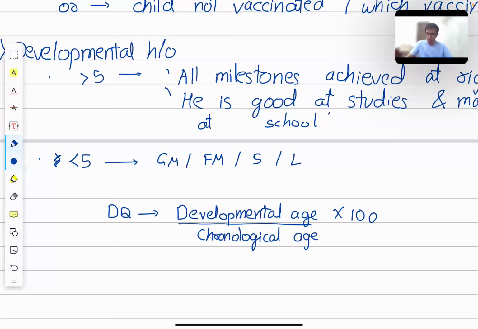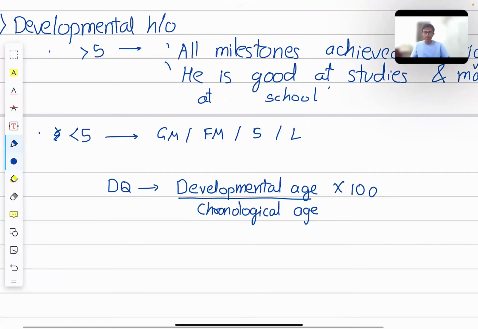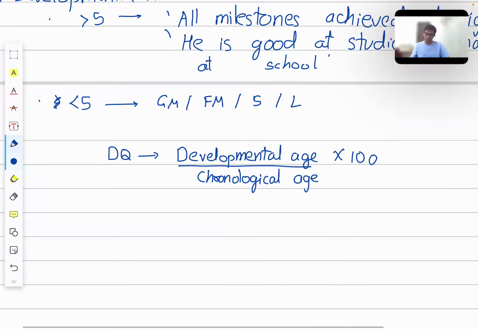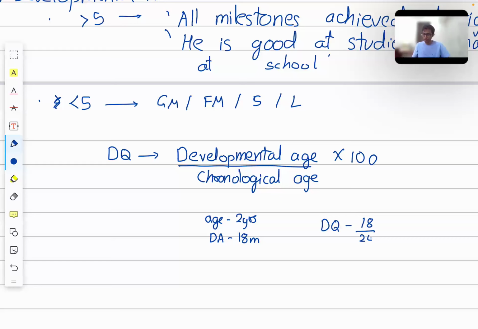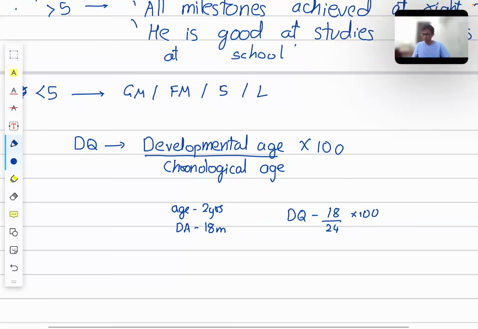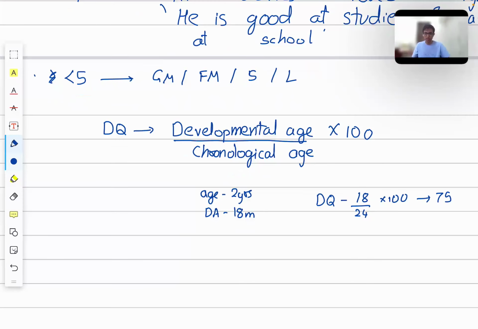So let me give you a small example for this. Let's see a child is 2 years old, age being 2 years, but based on his developmental tests, he functions at a development age of 18 months. So what would be the DQ in this case? So DQ has to be calculated with numerator and denominator in months. So 18 by 24 into 100. That comes out to be 75 percentage. DQ in this case is 75.